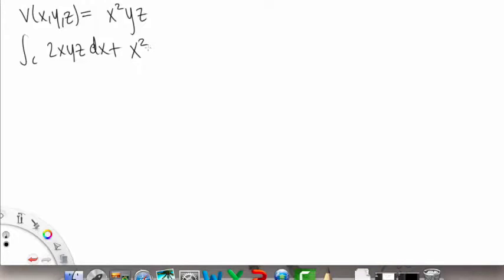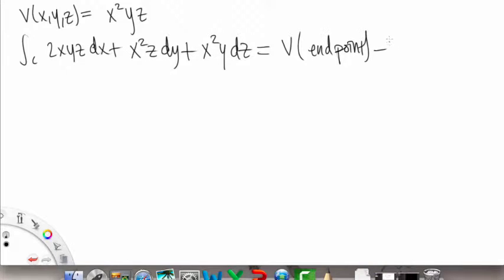We have our v of x, y, z that we found, our scalar potential function, which is x squared yz. Given what we started off with, 2xyz dx plus x squared z dy plus x squared y dz, this is going to be equal to v of the endpoint minus v of the start point.